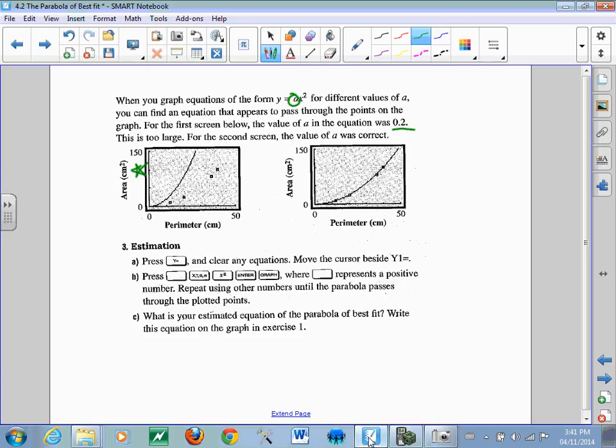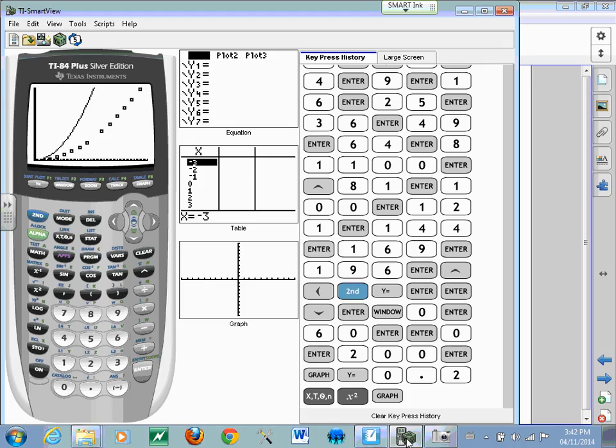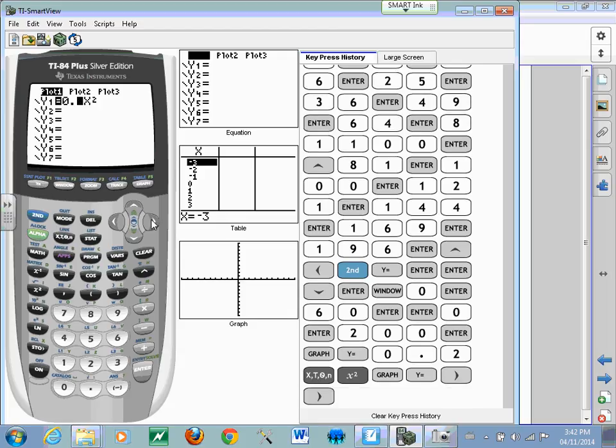So we're going to have to make it a little bit bigger. What we need to do is figure out what values we're going to enter in for a. So let's just go back and try another one. Let's go to y equals and enter 0. Now we need to make it wider. So let's go 0.08 x squared and see what happens.